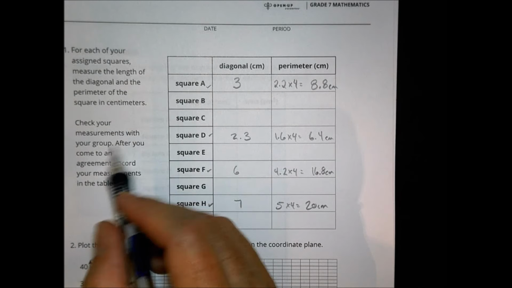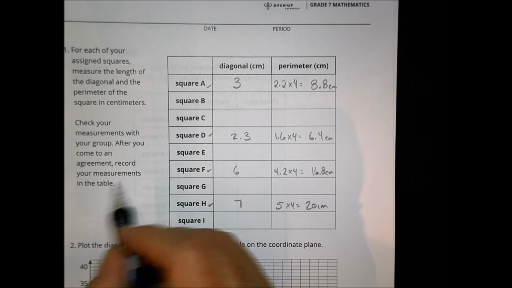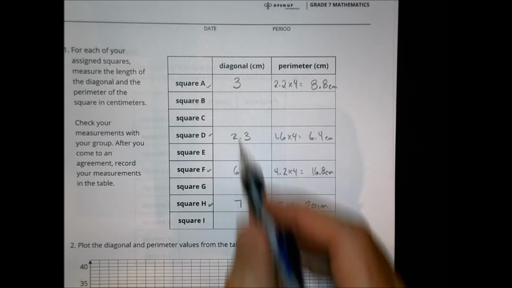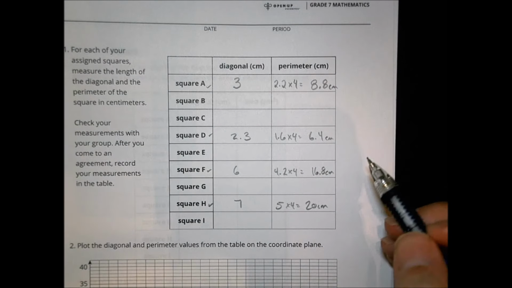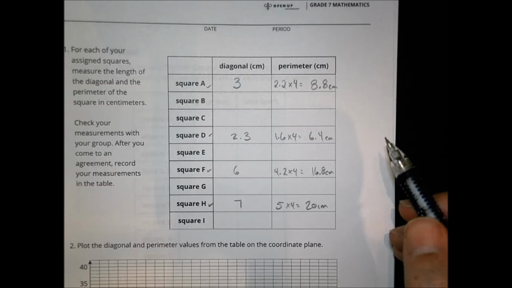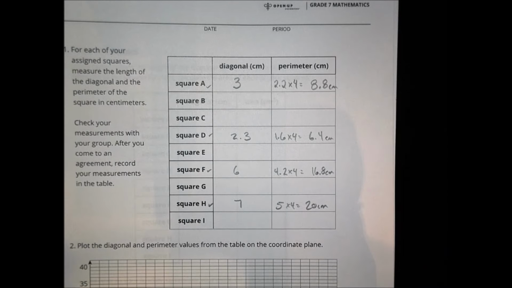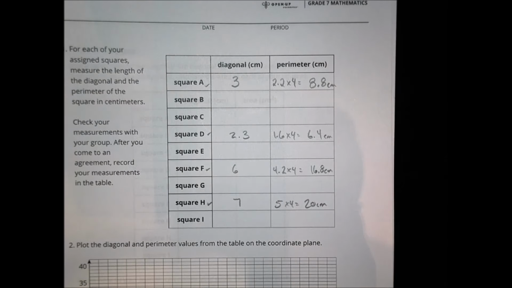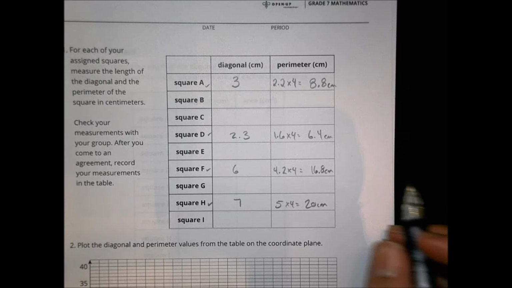It says check your measurements with your group. After you come to an agreement, record your measurements in the table. So as a group, you would have filled in the other ones, and you might have some variance there. That variance is always going to happen because you just might be using your ruler in a little different spot. It's not perfect, it's not accurate, and you're estimating a little bit at some of those length measurements.